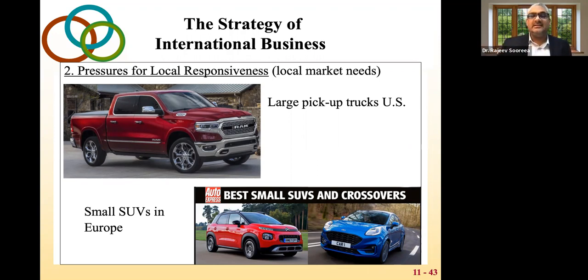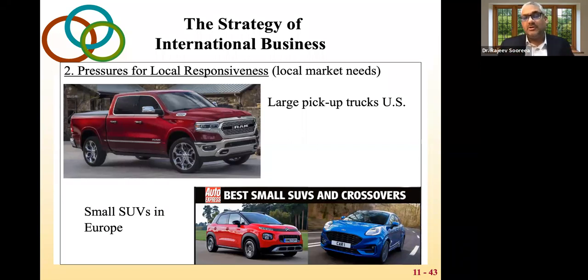So you see that there is a high need to respond to the local market. Which means that if you are coming to the US to, let's say, produce cars or sell cars in the US market, you need to know that you need to have big cars.